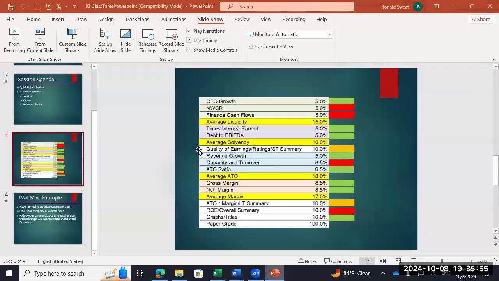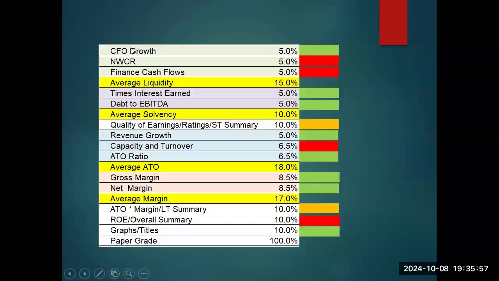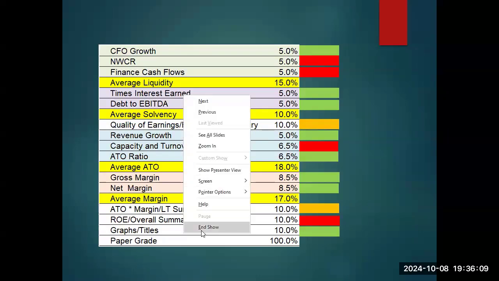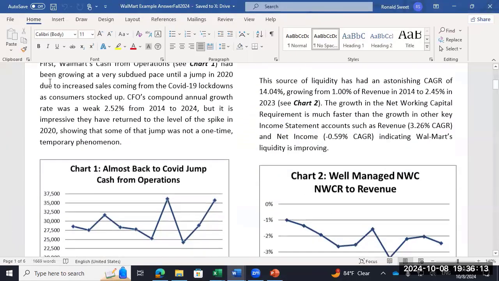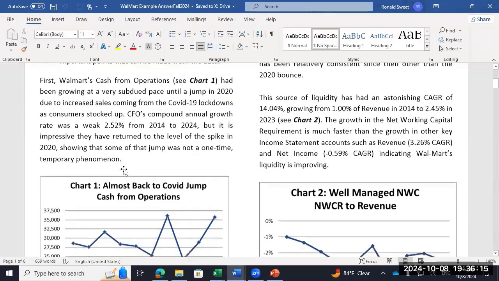And so if you look at it, we're going to start off with the simple thing on liquidity. Is their CFO growing or is it shrinking or is it volatile? What did COVID do to it? Those are the kind of things you're looking at. All right. So let's start with that one. The simplest one of all is kind of a gimme chart. Walmart's cash from operations, chart 1.